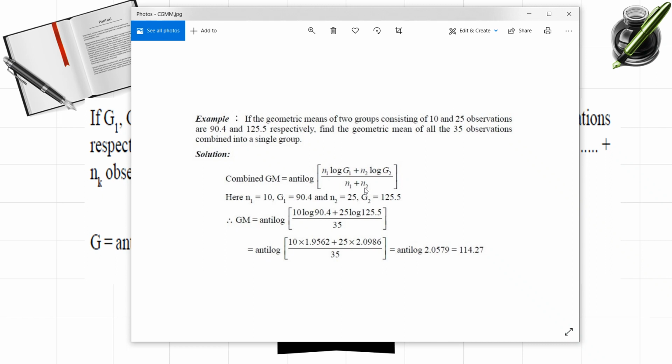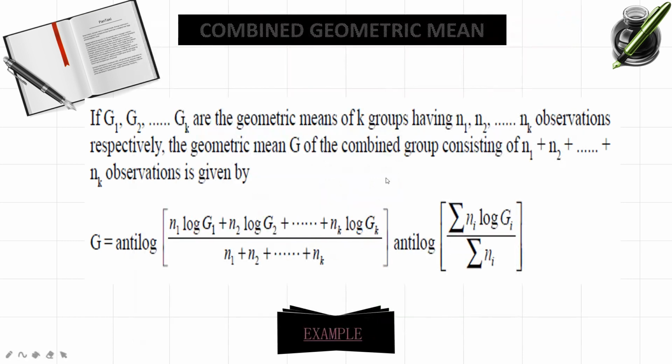Okay, so here all the values are there, just substitute. I told you before how to find logarithm values. By using that method, find the logarithm values and substitute here. Simple calculations will give you the answer, and here they got the answer as 114.27. You also just try it and compare your answer here. So this is about the calculation of geometric mean.